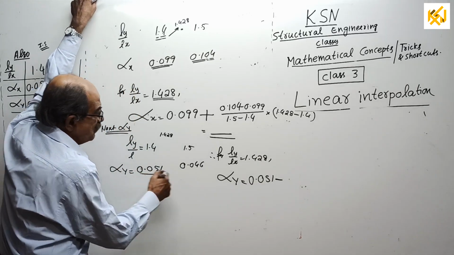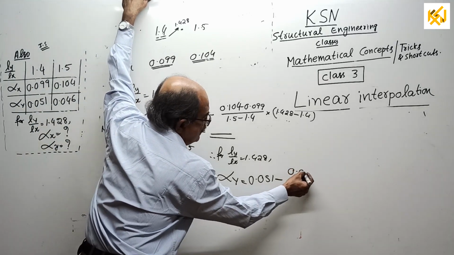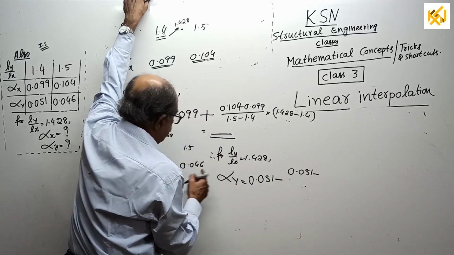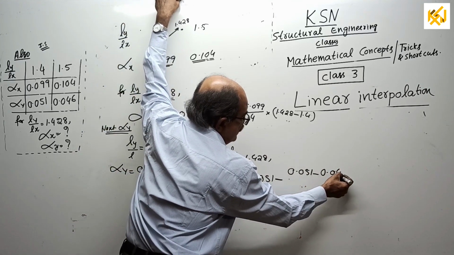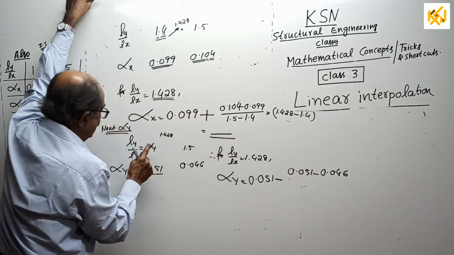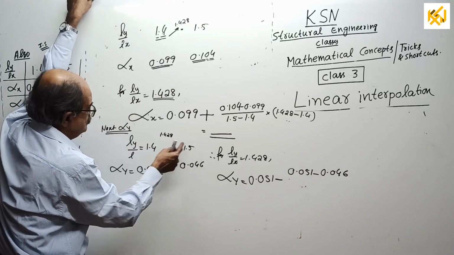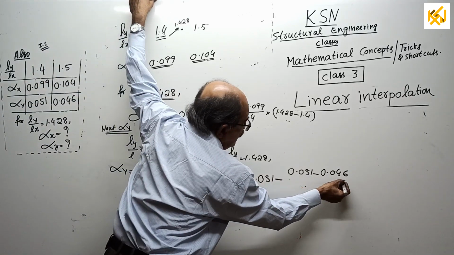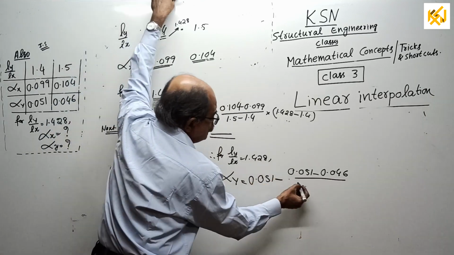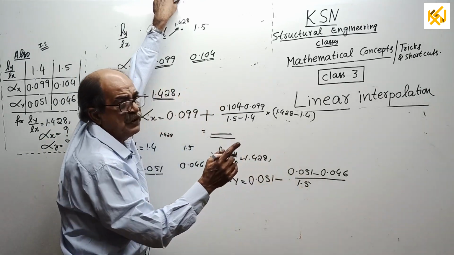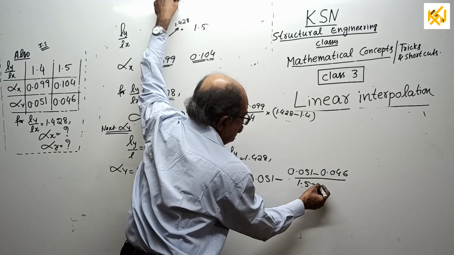So once again, 0.051 minus 0.046, that is the total decrease from 1.4 to 1.5. Now divide by 1.5 minus 1.4. Don't do 1.4 minus 1.5, negative will come. 1.5 minus 1.4.